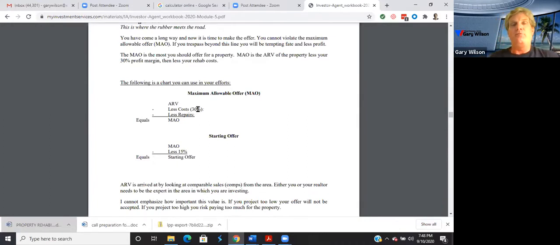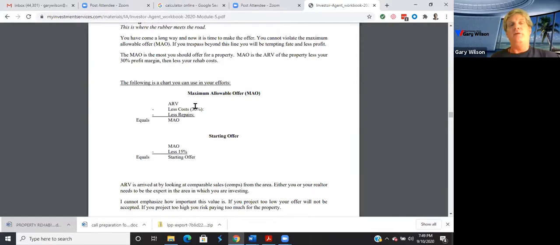The reason I have 30% is 20% is going to be profit, 10% is going to be overhead. There's carrying cost when you flip a property. You got to pay the light bill and the water bill and the gas bill. You got to have property insurance, property taxes. And when you go to sell it, you got to pay a realtor a commission, right? So let's just say that's 10%. 10% plus 20% profit equals 30%.